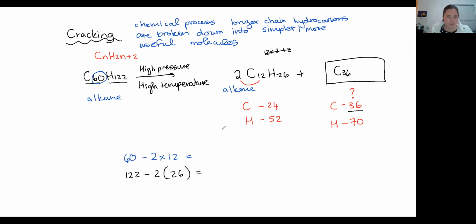So here, if I have 122 minus 2 times 26, I should do smaller maths in future, I still get 70. So there we go. That little bit there got a bit confusing, so I'll make it straight again. So this is C36H70.